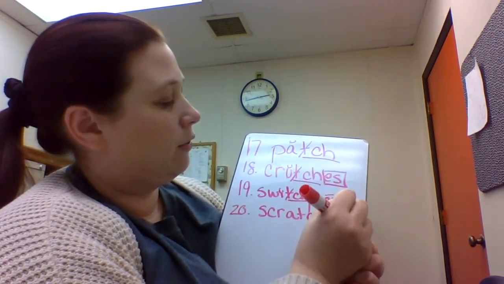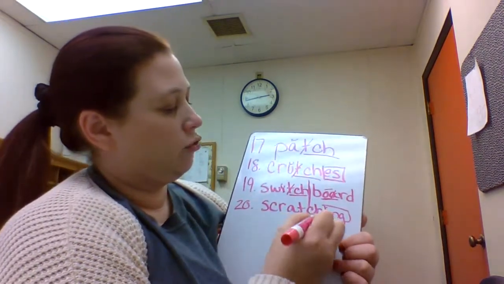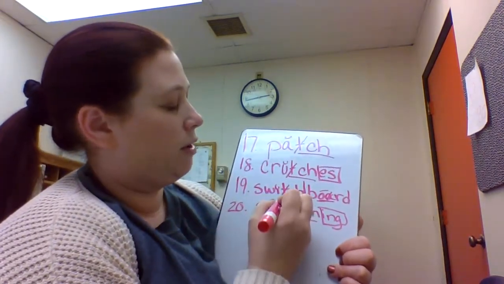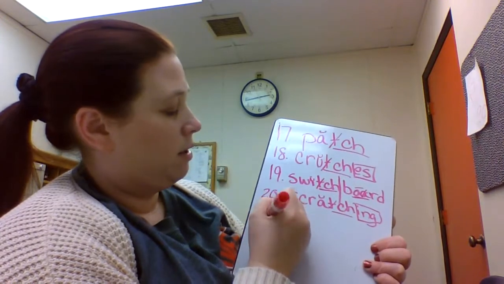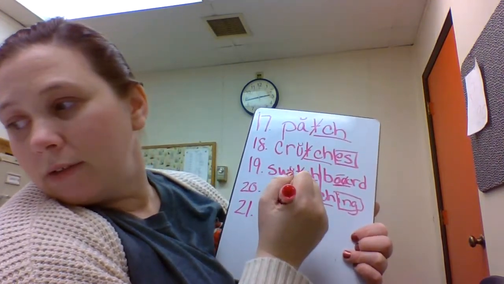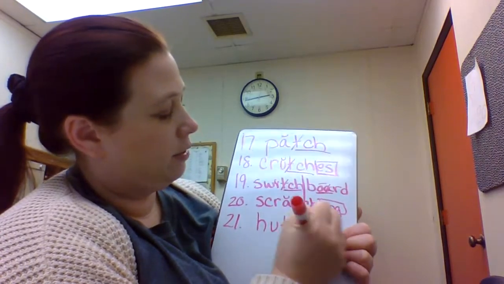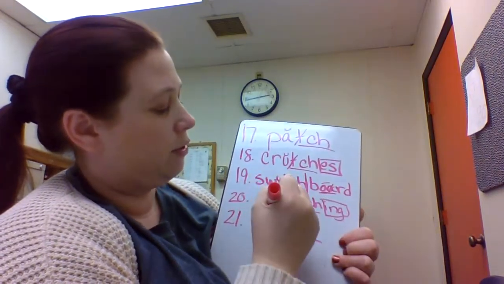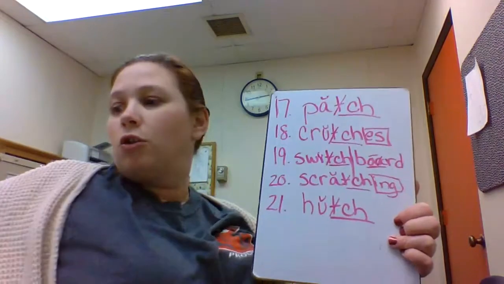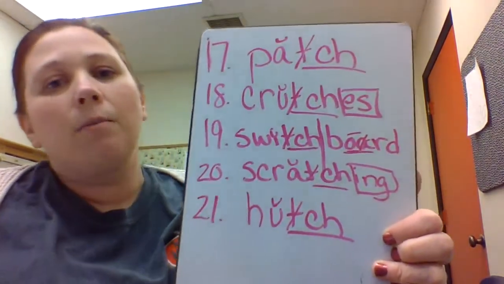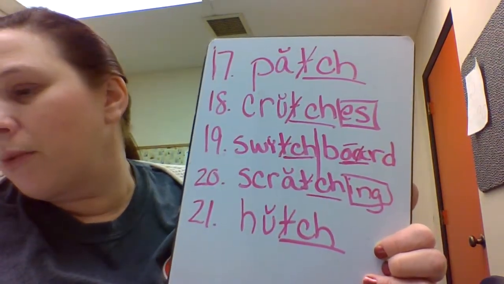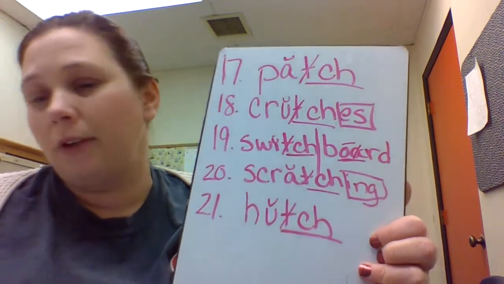We're going to box off our suffix ing, underline our trigraph, cross off the T in our trigraph, and our A gets a brev. 21 is hutch. Underline our trigraph, our T gets crossed off, our U gets a brev, and now you're going to draw a line from the word that matches the picture over to the right. Alrighty, let's move on.